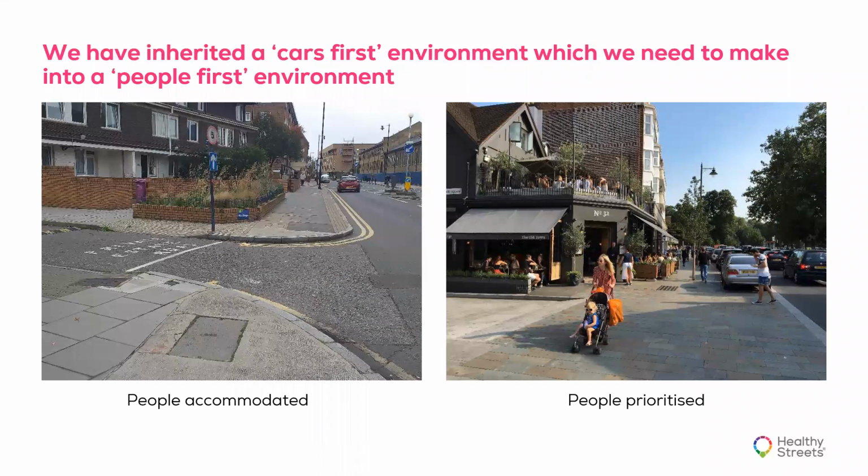Healthy Streets is about rethinking our streets from a people-first perspective rather than a cars-first perspective. So rather than accommodating people in a car-dominated environment, we prioritise them. And here we've got two examples of side road entrances. The one on the left shows people being technically accommodated with a drop curb that's off the desire line. And on the right-hand side, an environment where people who are walking along the street are being prioritised.